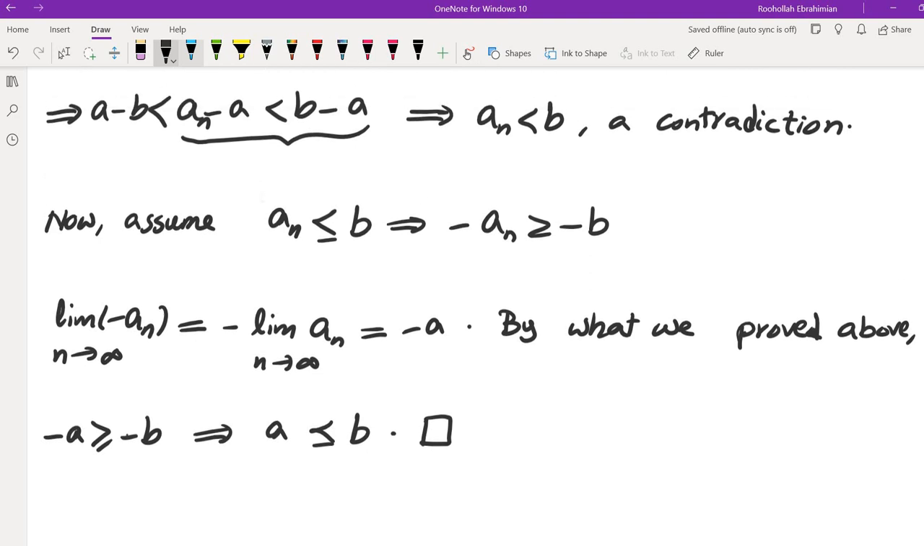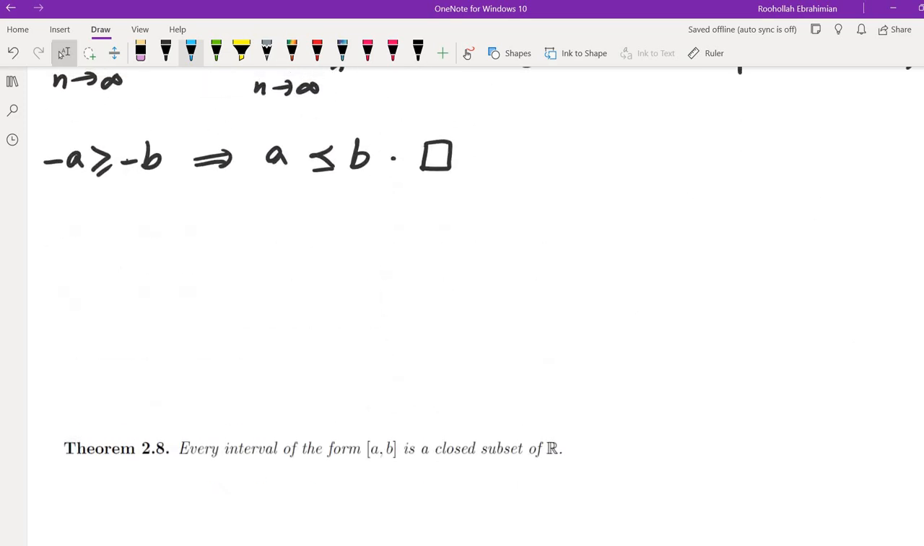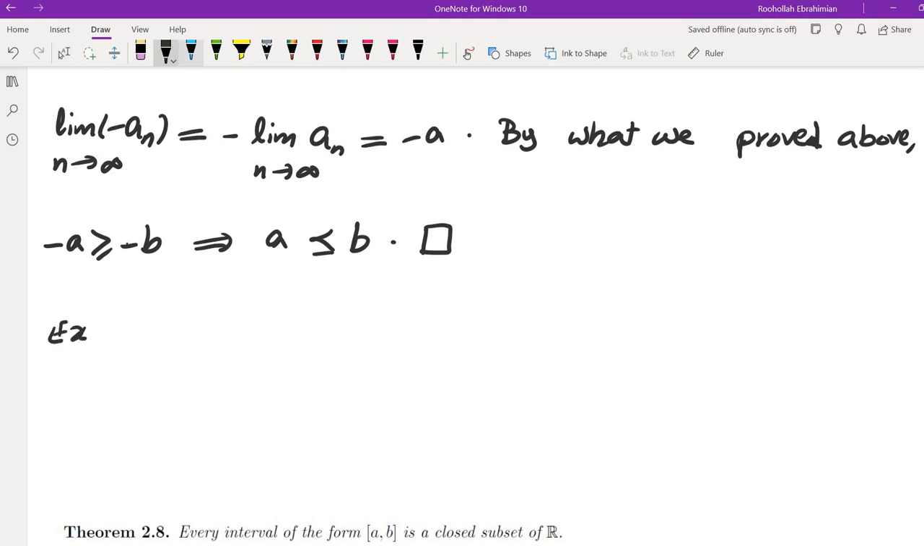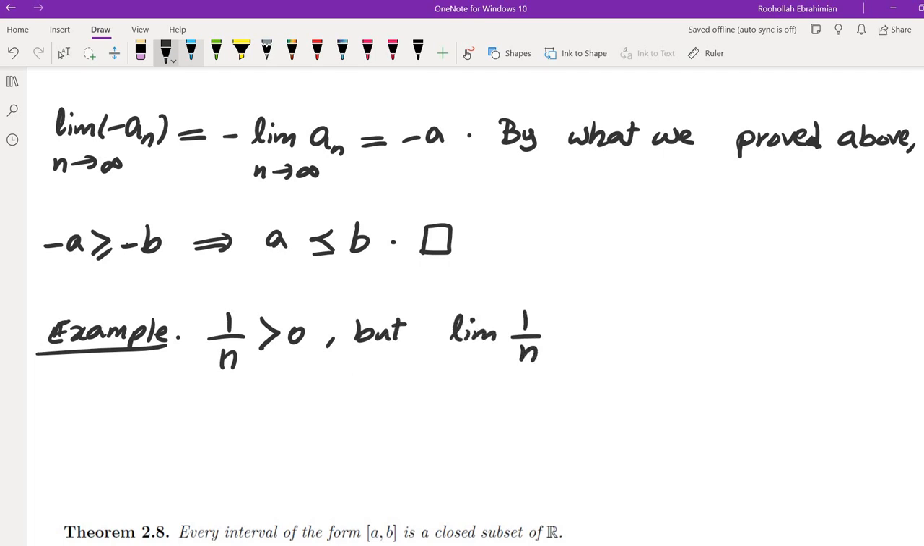Keep in mind that if the inequality is strict, then when you take the limit, you might not get a strict inequality. In other words, something like 1 over n is a sequence that is positive, but the limit of that sequence is equal to 0. That is not greater than 0. So keep that in mind: when you're taking the limit of an inequality, the inequality is not going to remain strict.